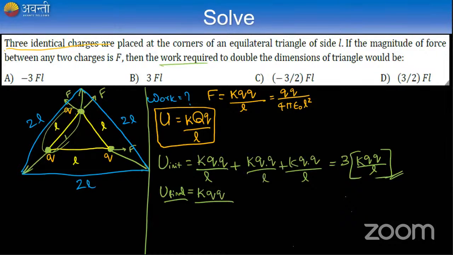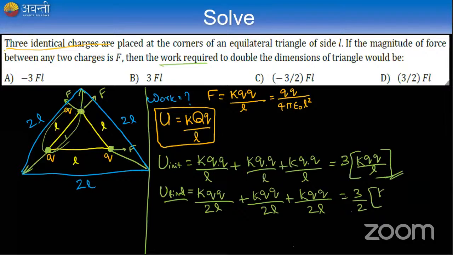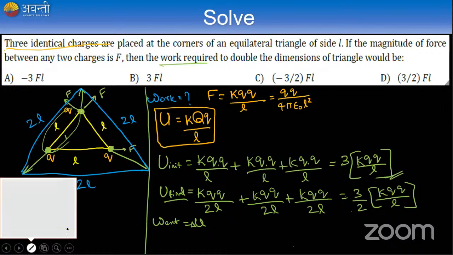See, the charge is not changing, it's remaining the same, but only my distance is changing. Correct, Tejas. Superb. So this is my final potential energy. This is nothing but 3 by 2 into KQ into Q by L. I have taken the 2 outside, so I have written it like this. Now, what is the change in potential energy, guys? I know my expression for work done. Work done is nothing but change in potential energy. What is the change in potential energy?